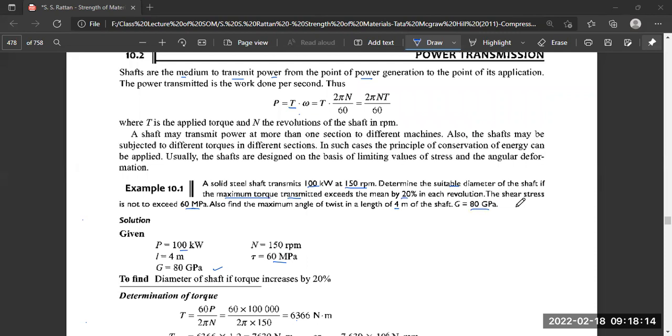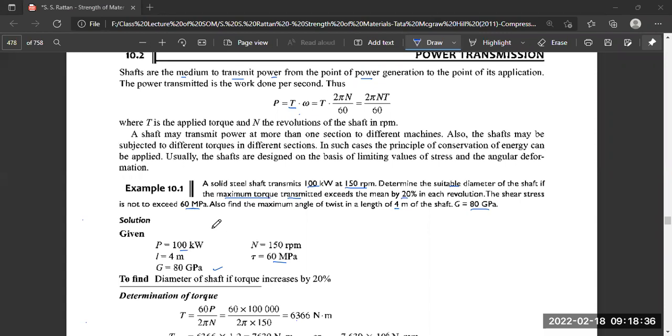The maximum torque it can transmit exceeds the calculated torque by 20%. Here a new factor is given. The torque which we calculate, we have to increase by 20% to get the maximum, in order to take into account all sorts of external phenomena.